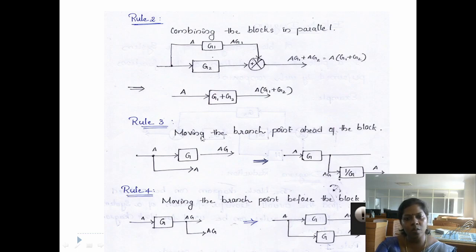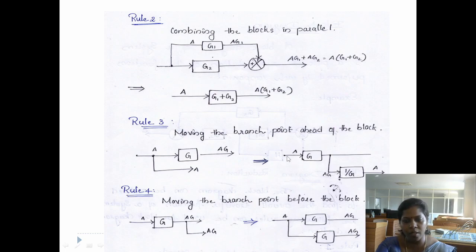Now rule number 3 is moving the branch point ahead of the block. Here the branch point is here, and from this branch signal A is coming. When we move the branch point after the block, there should not be any change in the signal which comes in that branch. So when we move the branch point after the block, we have to add an inverse of the block.